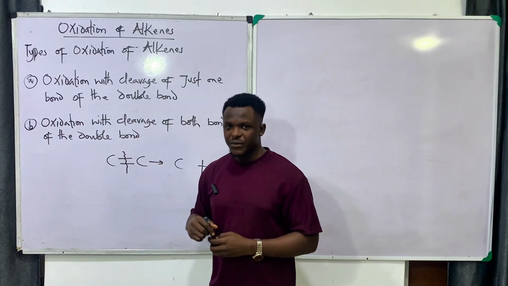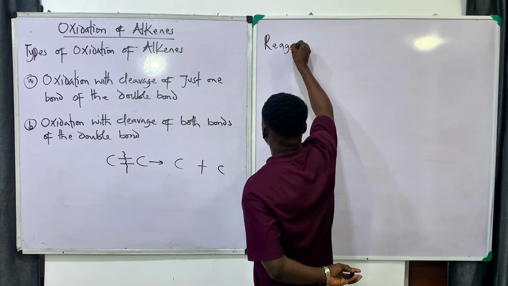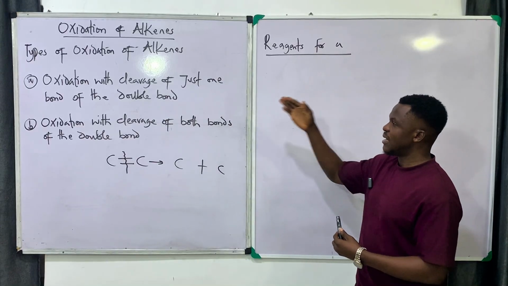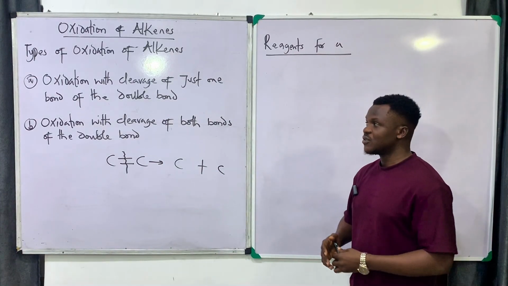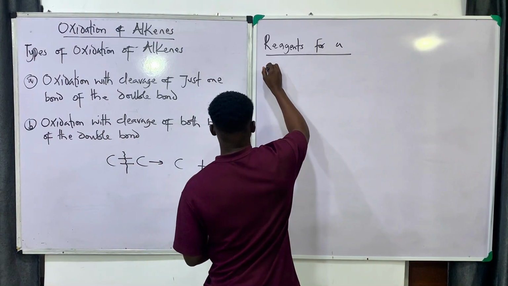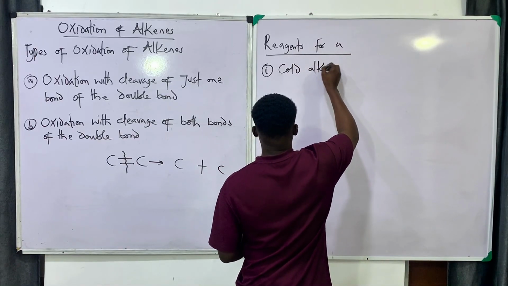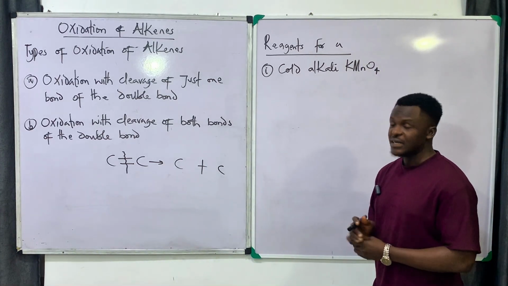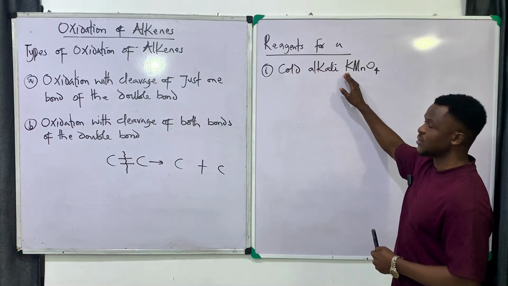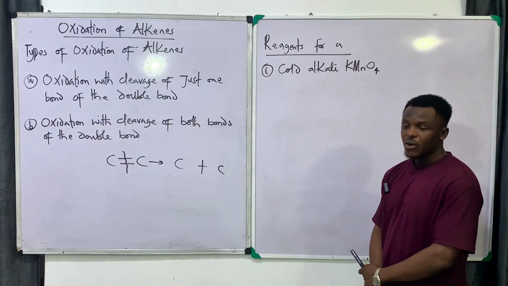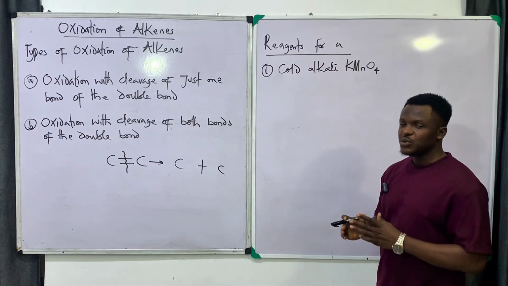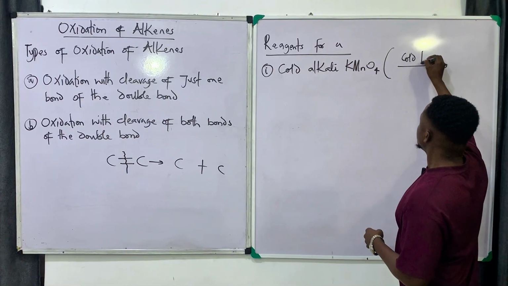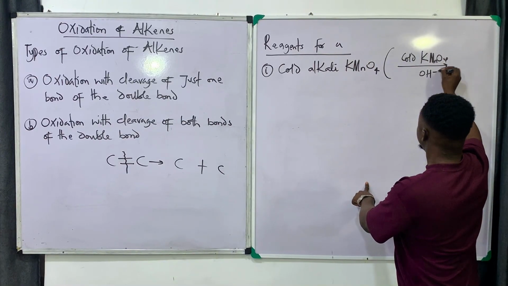So let me quickly write out the reagents for A. What type of reagents will I see reacted with alkenes that tell me it's the first one? The first reagent we have is called alkaline KMnO4. KMnO4 is potassium tetraoxomanganate 7, or potassium permanganate. Those are the two common ways it can be said. In exams, you can see something like this, called KMnO4.